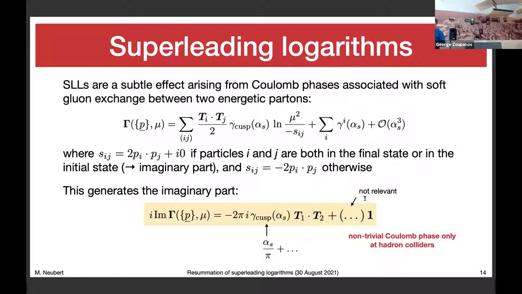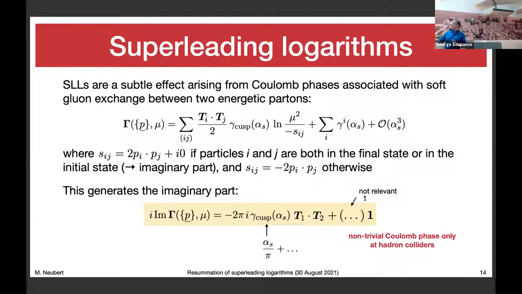Now, I don't have the time here to give you all the technical details of this calculation, but I want you to understand the key fact why hadron colliders are different from e+e- colliders in this context. And that has to do with so-called Coulomb phases. In fact, these superleading logs have a very subtle effect, and they have to do with these Coulomb phases. If it wasn't for these phases, there would not be these double logarithmic corrections.